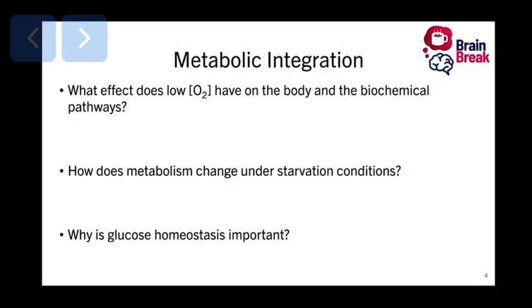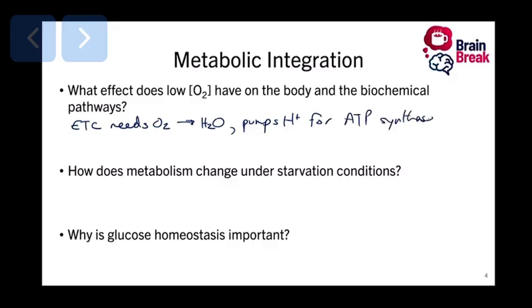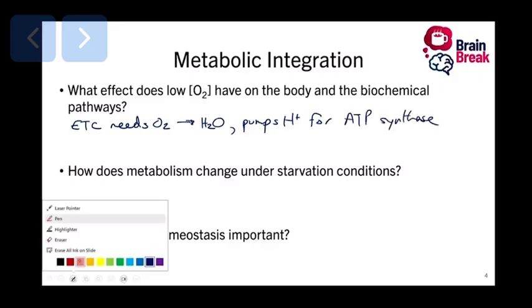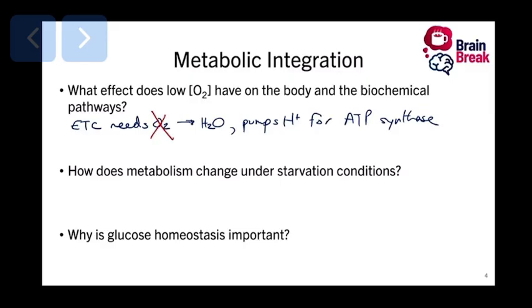Lactate's going to be made, but it's not going to be catabolized. So that's kind of the key point, okay? So remember your ETC needs O2, right? It's going to be the final electron acceptor to produce a water molecule that pumps H+ for ATP synthase. So if we don't have any oxygen, we're not going to be able to pump H+, right? And so we're going to have no ATP made.